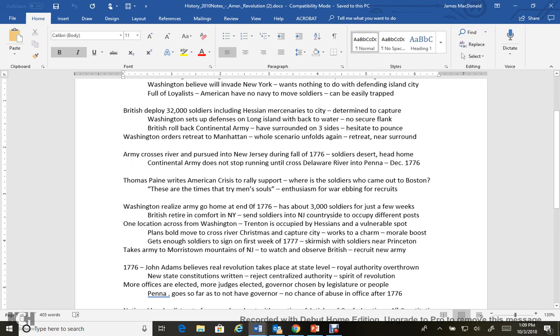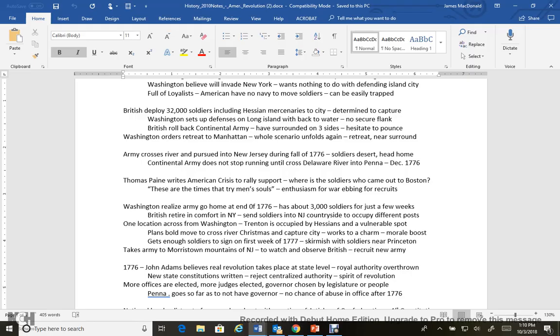Washington even writes back to family members in Virginia. He says, I think the game is pretty much near up. That's his prediction for the end of the year. But he also realized something else is happening. Even though his army size is dwindling, he knows that he has enough soldiers and will have enough soldiers just until the end of the year, just until the end of 1776.